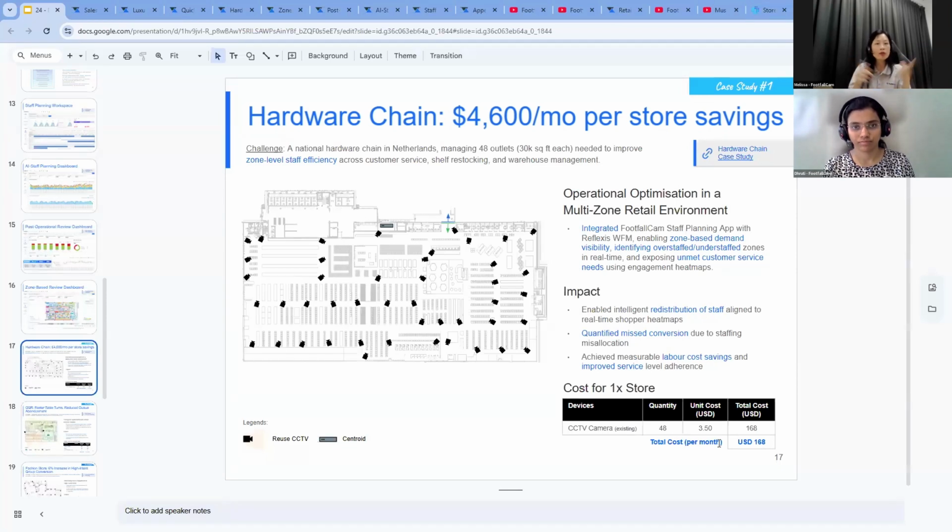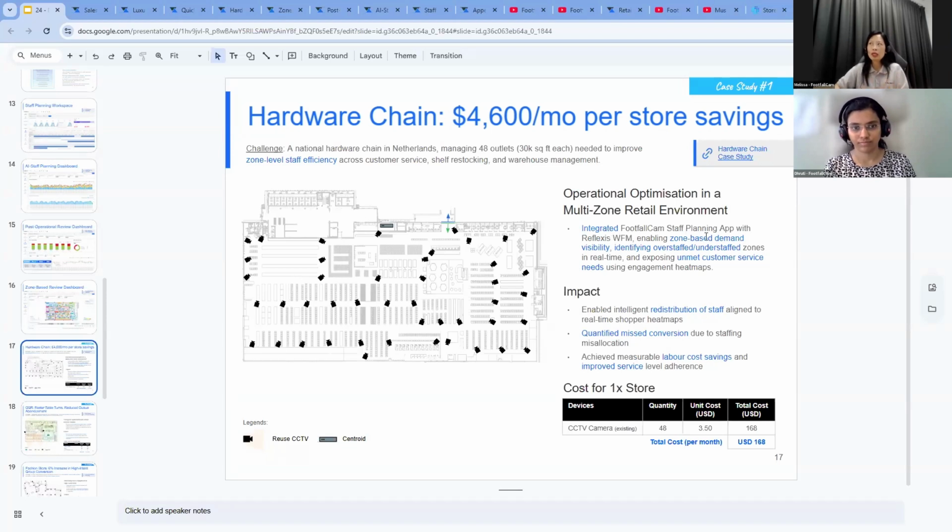Of course, they get their footfall, and they get insights about their customer paths, customer tracking, their staff behavior and all that. On top of that is this staff planning tool, and they integrate it with their Reflexis WFM.